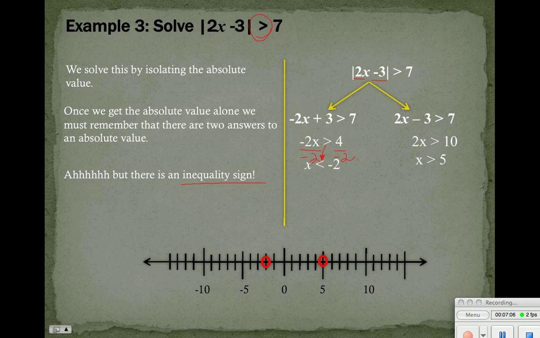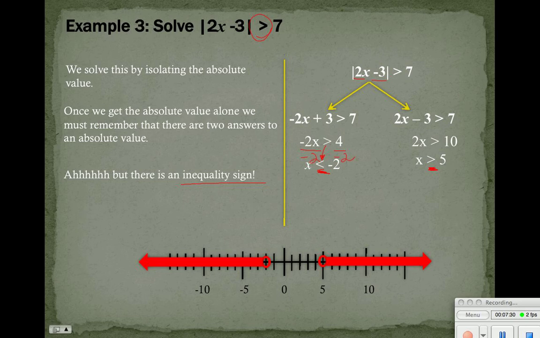Now this one says anything less than negative 2 works. Anything greater than 5 works. So let's see what happens. Well, there are all the numbers greater than 5. I shaded in all the numbers greater than 5. And there are all the numbers less than negative 2. Any one of these numbers in any of this shaded area will work.